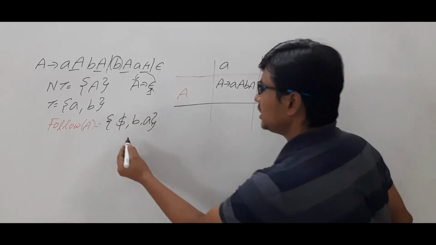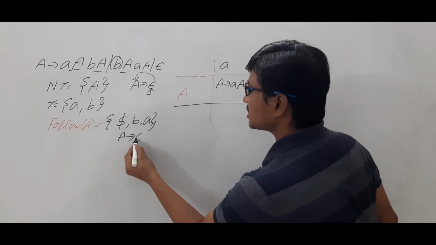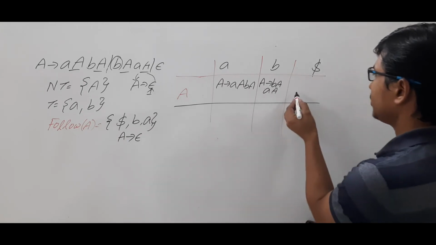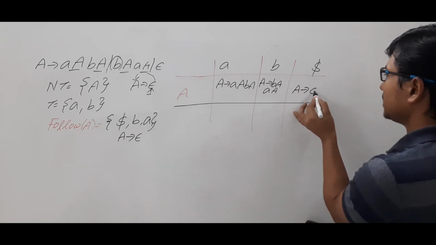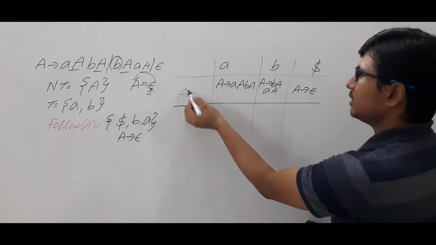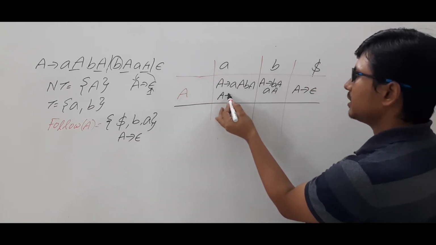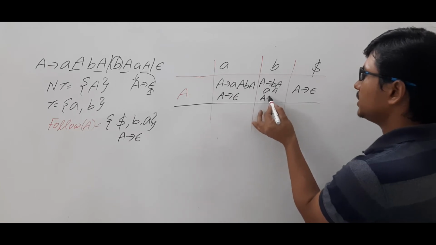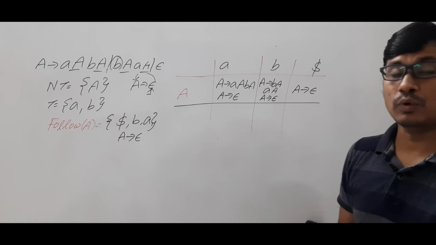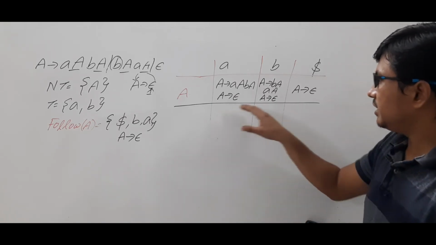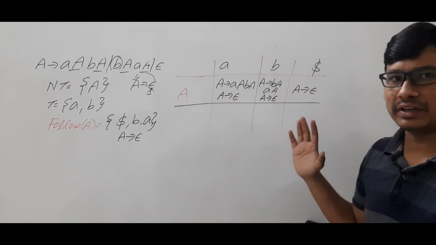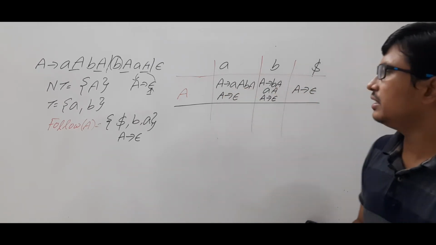So you need to keep the A determines epsilon production in all these terminals, okay? First, let me keep it in the dollar, A determines epsilon. A determines a, meaning that at a, you need to keep the A determines epsilon. Here also, you need to keep the A determines epsilon production. Now, if you look at it, what I said, if there are undefined entries, we will call it an error. Here, there are no undefined entries. Every entry is defined, okay?